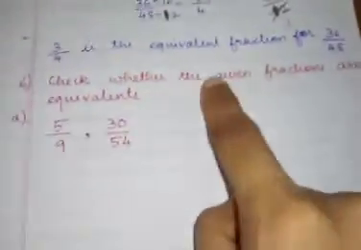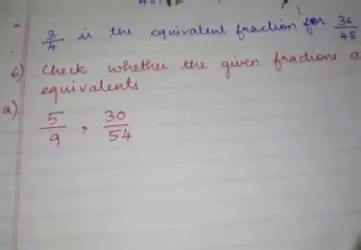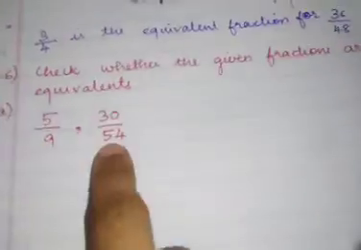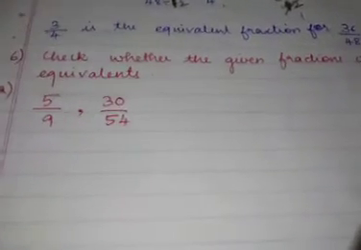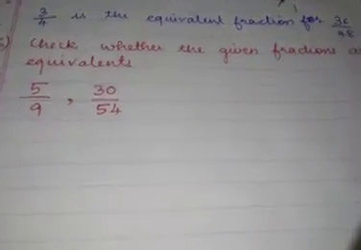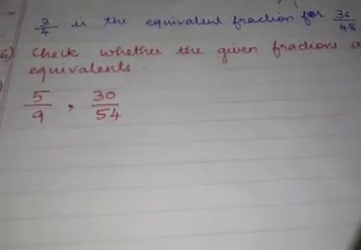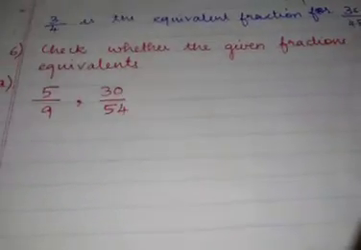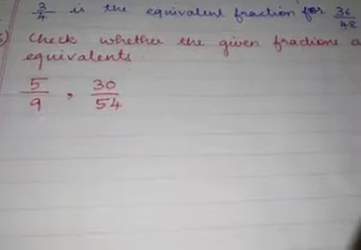Next is your sixth problem. Check whether the given fractions are equivalent. Okay, we have to check the given fractions: 5 by 9, 30 by 54. These are the given fractions. We have to check whether they are equivalent. How will we check they are equivalent? You will reduce it. We will find the simplest form. So if both have the same simplest form, then we can say that they are equivalent.